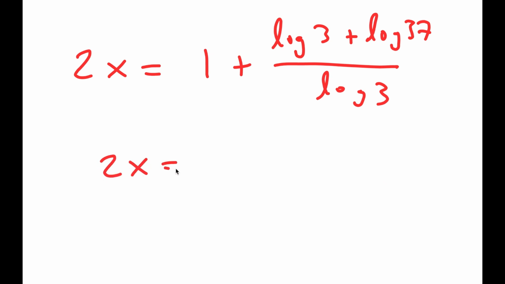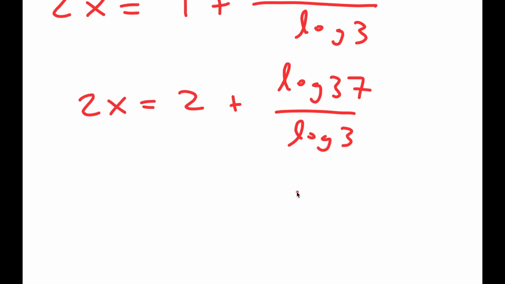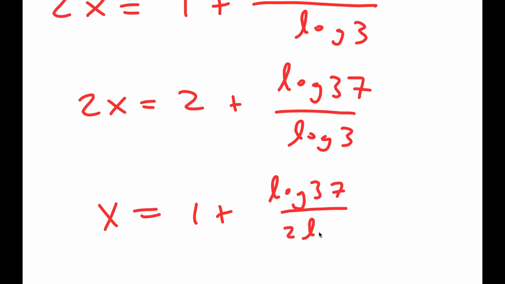which is equal to 2 plus log 37 over log 3, and meaning x is equal to 1 plus log of 37 over 2 times log 3.